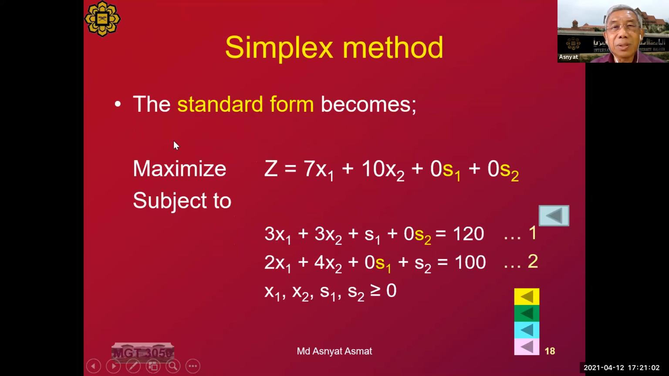And then we do the same thing on the objective function: we also introduce S1 and S2 with 0 coefficients. So this whole set of equations, after you introduce S1 and S2 and change the less or equal sign into an equal sign, after introducing these slack variables, we call it standard form. Take note, standard form.